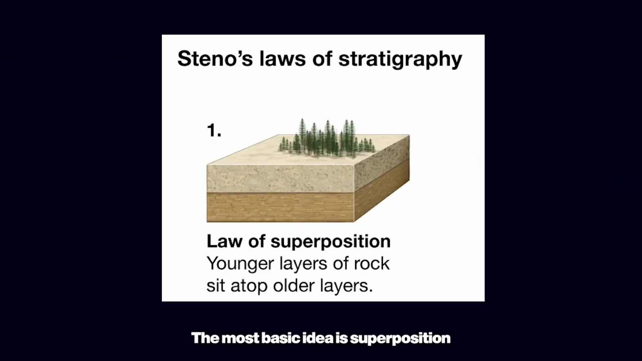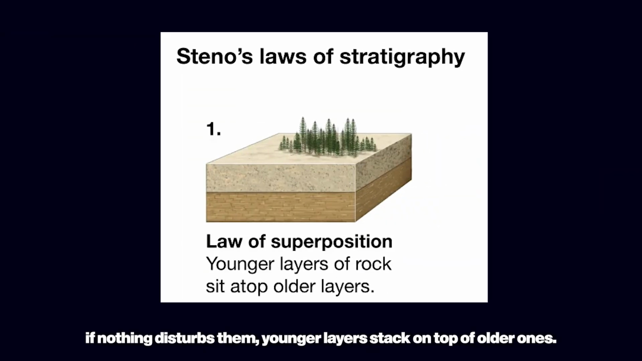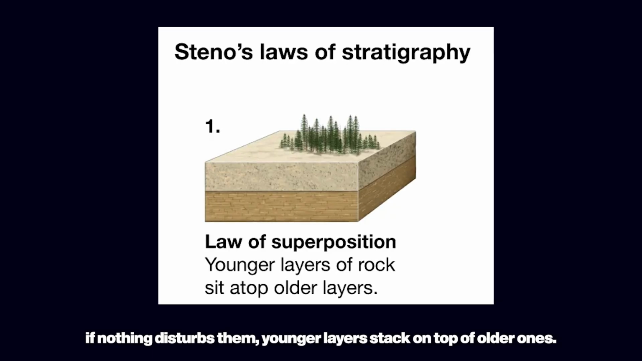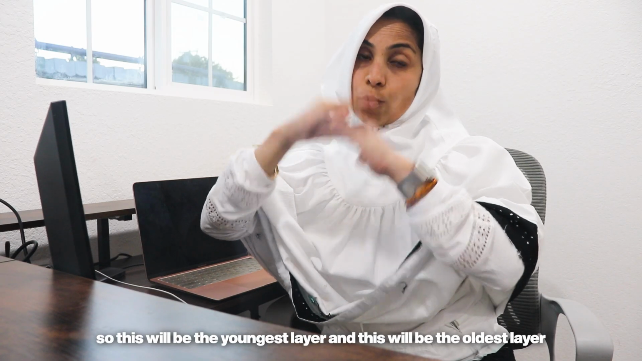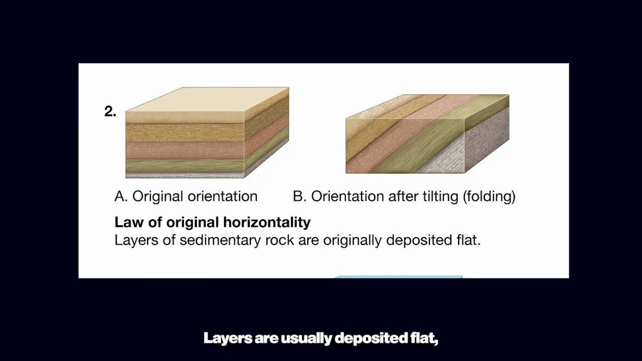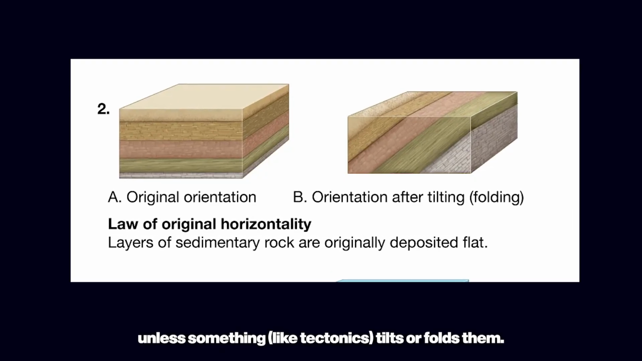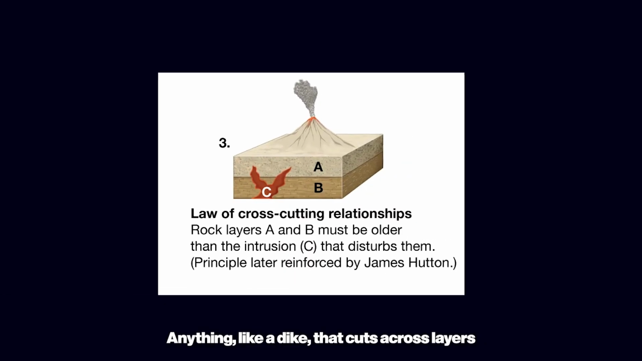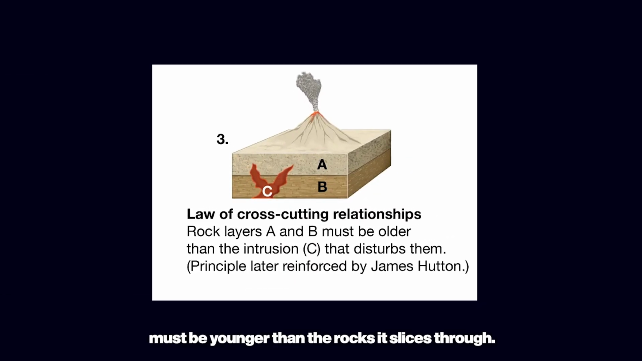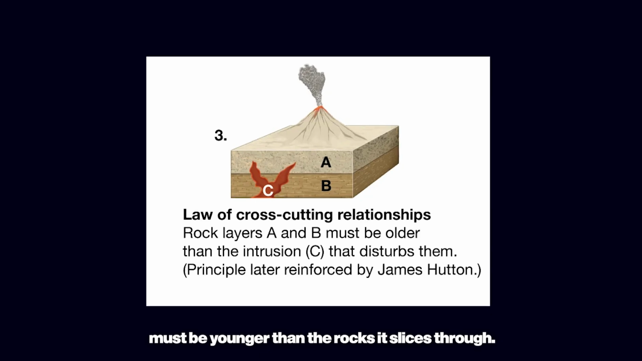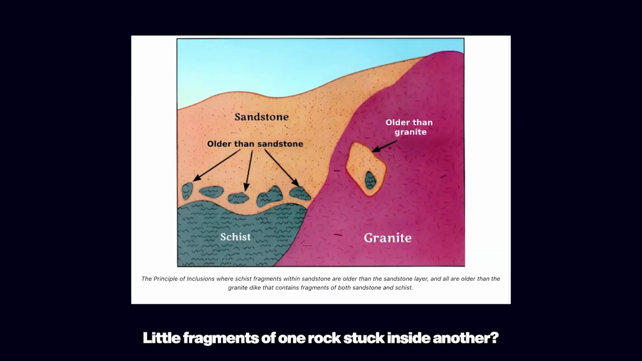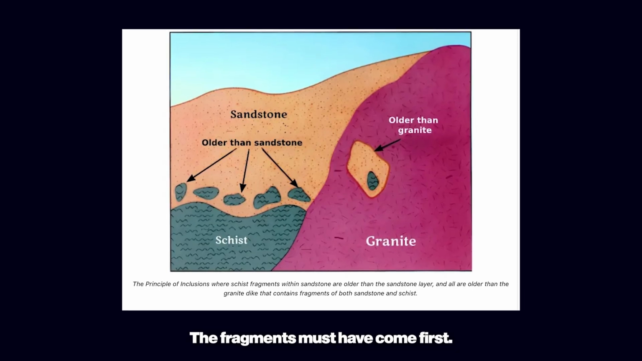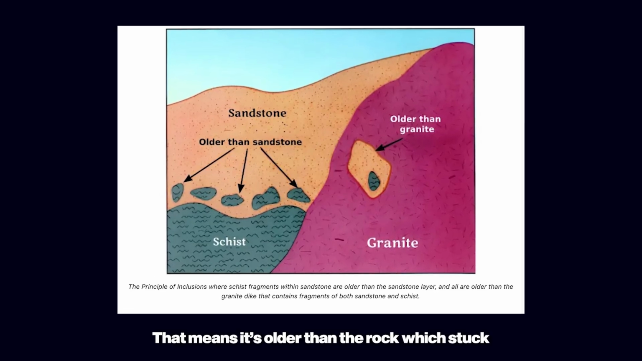The most basic idea is superposition. If nothing disturbs them, younger layers stack on top of older ones. So this will be the youngest layer, this will be the oldest, the one below. Layers are usually deposited flat, unless something like tectonics tilts or folds them. Anything like a dike that cuts across layers must be younger than the rocks it slices through. And with little fragments of one rock stuck inside another, the fragment must have come first. That means it's older than the rock in which it's stuck.